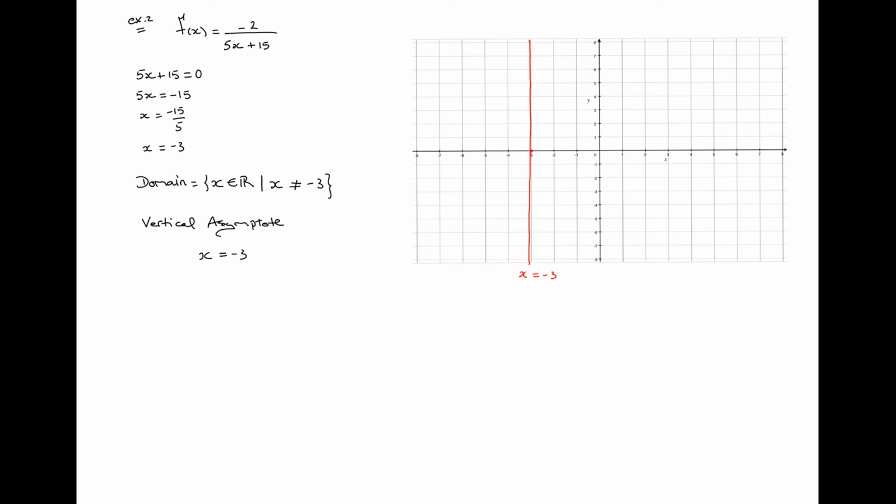And if you've plotted this with your calculator, you should see that the curve will look something like this. And there you go. That's how we find the domain and the equation of the vertical asymptote for this type of rational function.